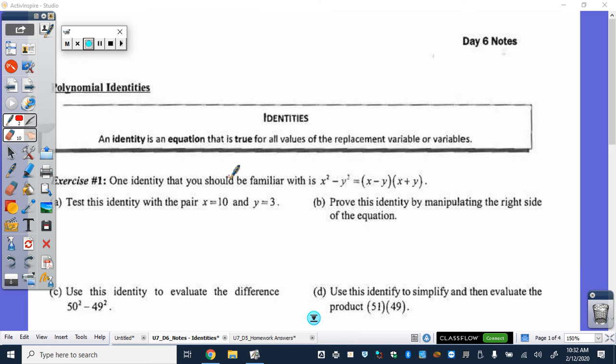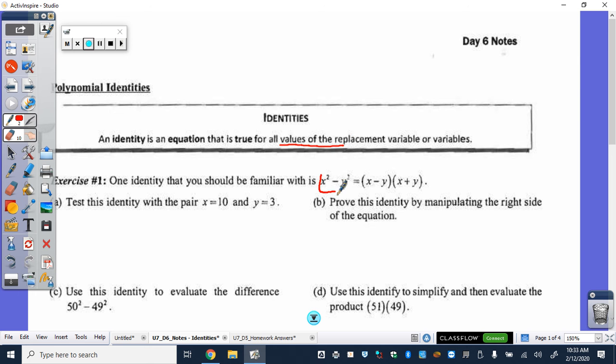Talking about polynomial identities today. An identity simply is an equation where both sides of your equation are actually equal to each other. So all values are true. So if I have an identity and I plug in a 5 on each side, it comes out to be the same. So any number I plug in, it's going to give me a true equation.